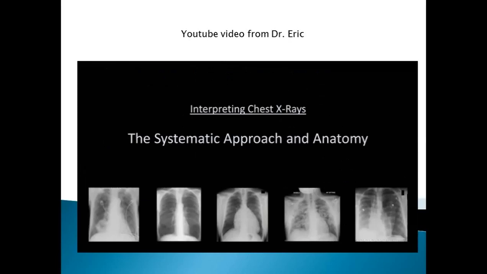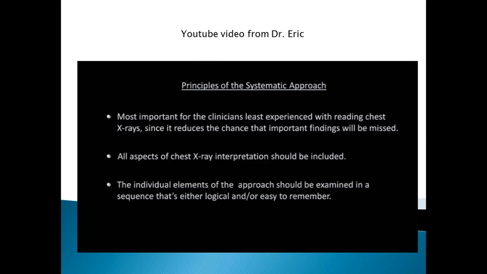Before just presenting a systematic approach, I first wanted to mention a couple of important principles about it. A systematic approach is most important for the clinicians with the least experience reading chest x-rays, since it reduces the chance that important findings will be missed. All aspects of chest x-ray interpretation should be included. The individual elements of the approach should be examined in a sequence that's logical and/or easy to remember. And there is no one best system, though all should begin with an assessment of the film's technical quality.